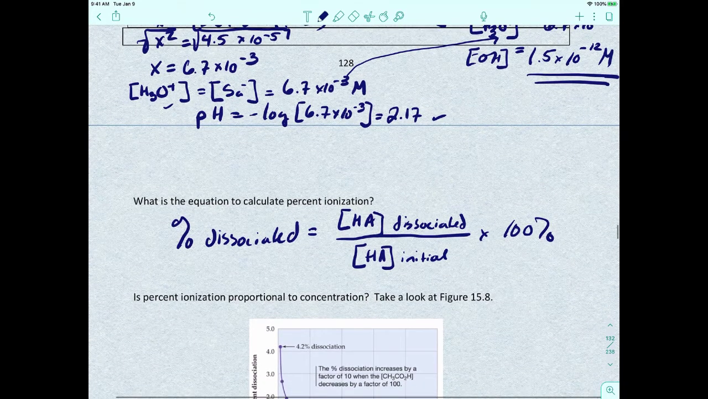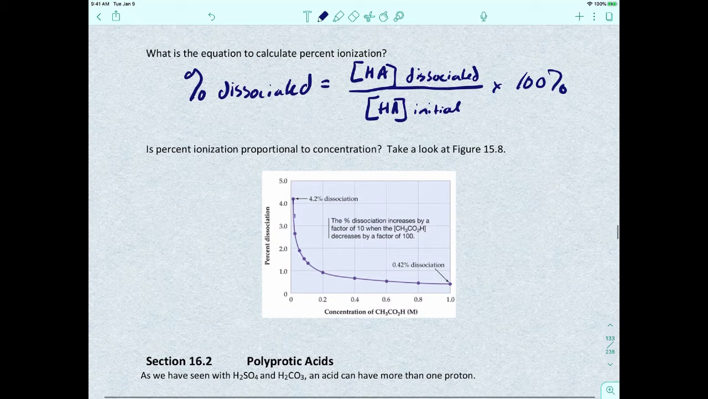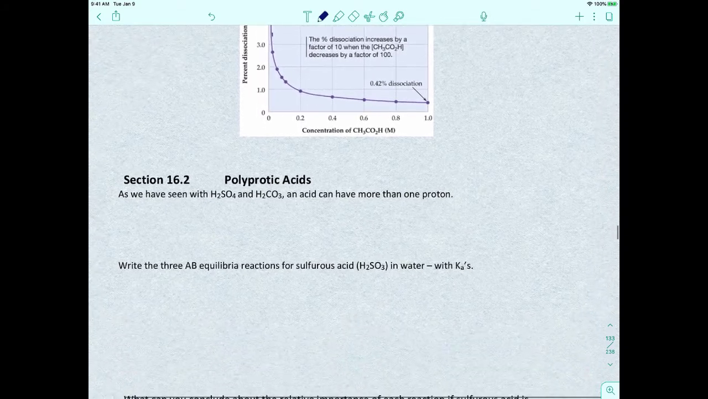Now, is percent ionization proportional to the concentration? Well, it's going to give you another logarithmic curve. So, let's say you start with 4.2% dissociated. As you increase the concentration, the percent dissociation is going to increase by a factor of 10 when the concentration decreases by a factor of 100. Okay. All right. So one more topic before we talk about weak bases, and that is polyprotic acids.